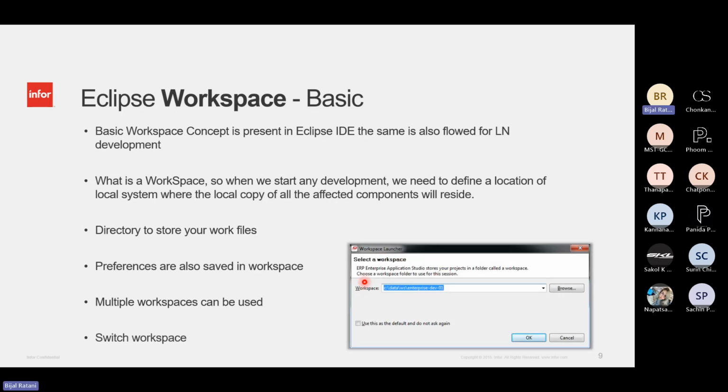So see, this is a workspace launcher. When you open Eclipse, this is how it will be. I will show you the demo again in a few minutes. So here I'm giving the path. Here is the path of your local system where a folder will be created. And in this folder on your local system, all the components which you modify will be copied.